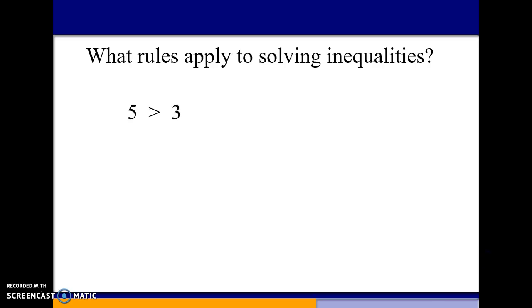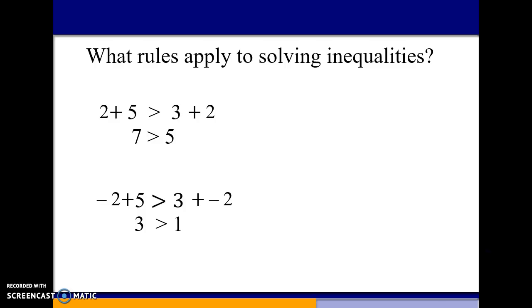5 is greater than 3. We all know that. What if we add the same number to both sides of this inequality? What will happen? Will the inequality hold? We have 7 is greater than 5, which means it does hold. It's true. How about if we subtract the same number from both sides, or add a negative, which is the same thing? We add -2 to both sides. What do we have? 3 is greater than 1. So the inequality does hold. It's true.